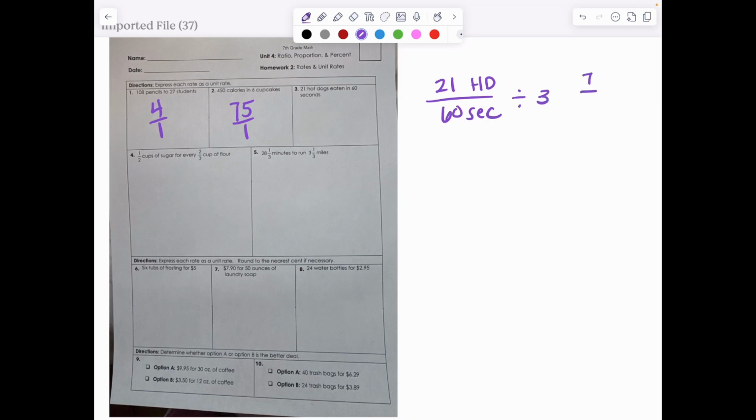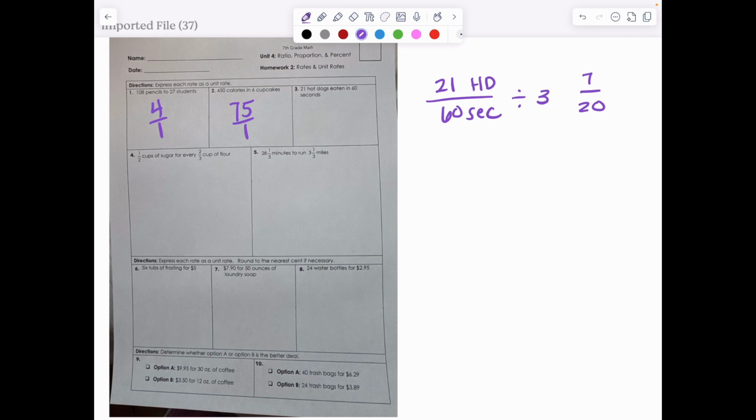21 divided by 3 is 7. 60 divided by 3 is 20. And so that means you can have 7 hot dogs in 20 seconds.